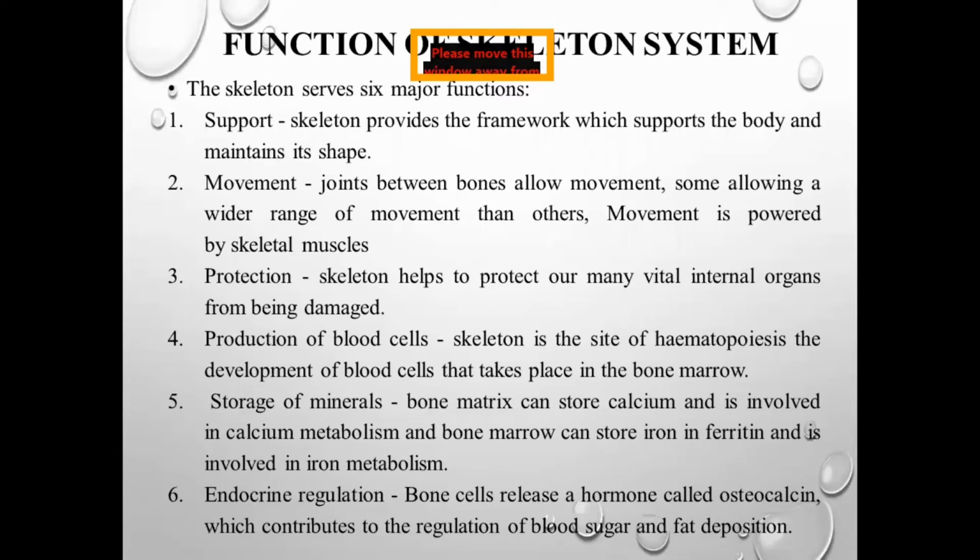Then storage of minerals. The bone matrix can store calcium. Calcium is a very important mineral and is involved in calcium metabolism, and the bone marrow can store iron in ferritin and is involved in iron metabolism. So two types of minerals are stored: one is calcium and the other is iron. Calcium gets deposited on the surface of the bone, and this calcium is once again removed from the bone, and fresh bone covers it, which we call remodeling. We will discuss that in forthcoming slides.